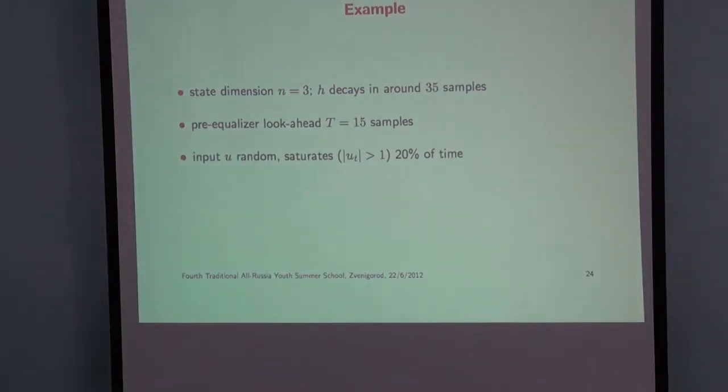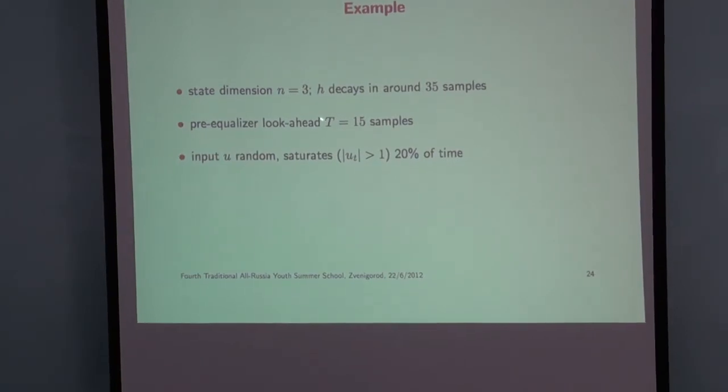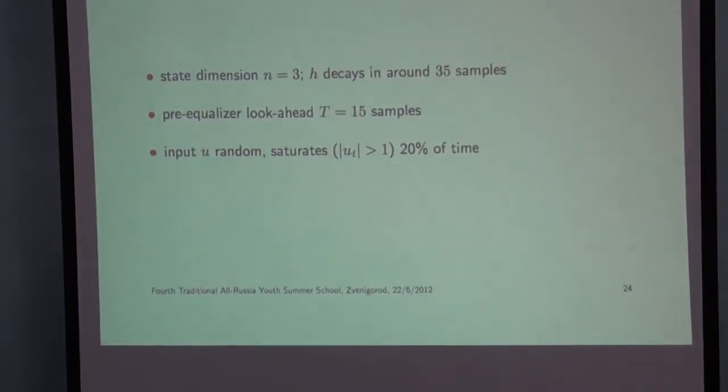It's a problem with state dimension 3, and the impulse response decays in around 35 samples. We'll look ahead 15 samples, so we're looking ahead only at about half of the time response of the whole system. And then the input U is going to be random, and it saturates about 20% of the time, right? So if it saturated 2% of the time, this would be easy. If it saturates 100% of the time, you would do badly because you can't compensate for that, right?